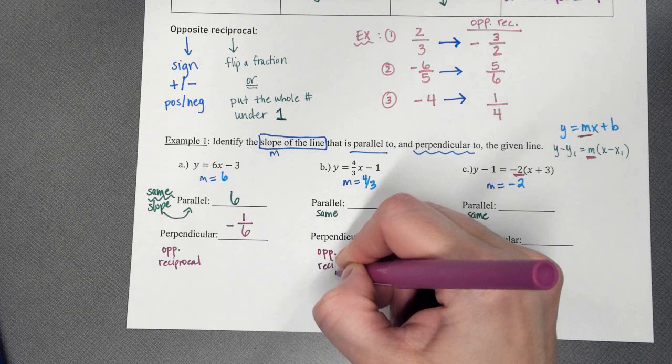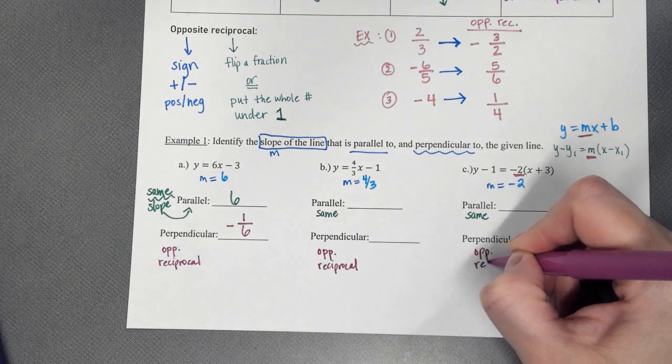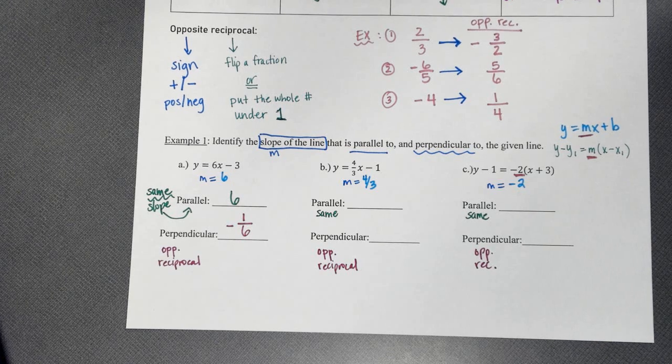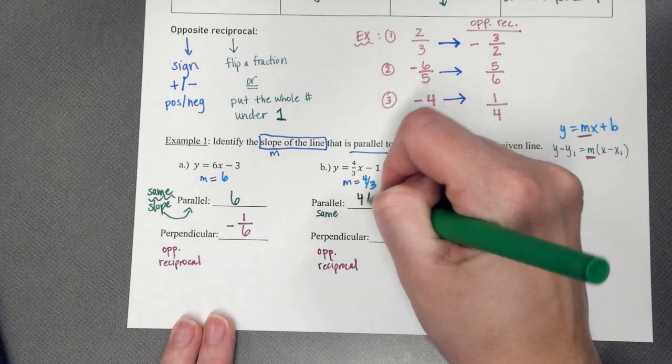Yes, I was going to say, why don't you look at the examples above. So for all of these, it's the opposite reciprocal. Okay, and then I'll come around and check your answers. All right, so for parallel, whatever you got for M should be the exact same.